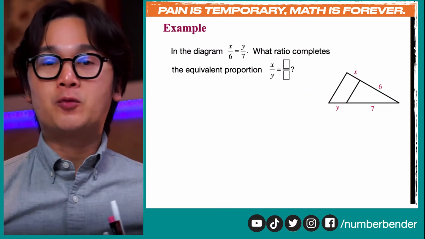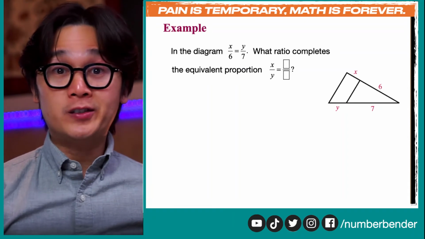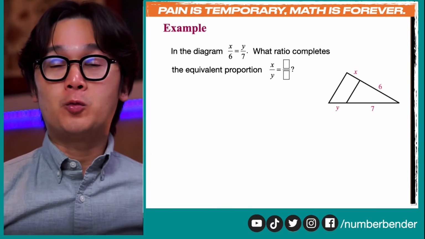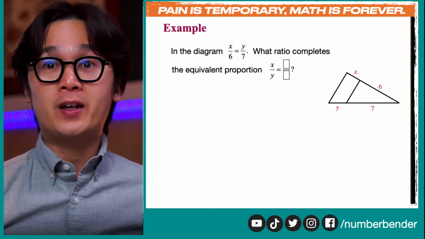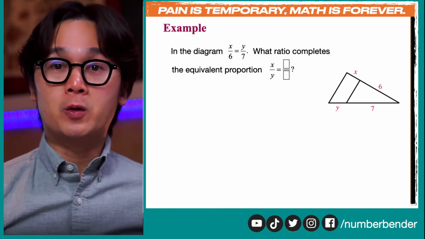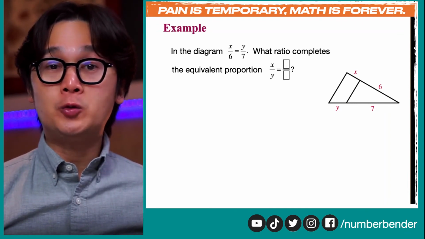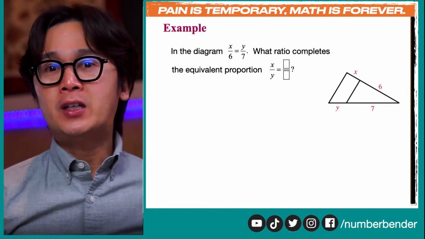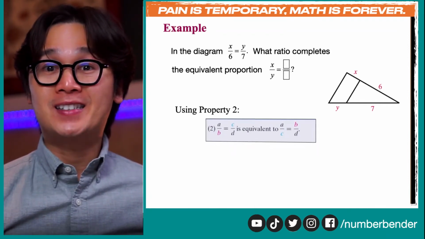So let's say that we have this particular polygon, and in this polygon we have two triangles on top of each other, the bigger one and the smaller one. So in this diagram we have a proportion of x over 6 equal to y all over 7, and the ratio that we're going to modify this equation with is x over y equal to a fraction. And how are we going to modify our fraction?